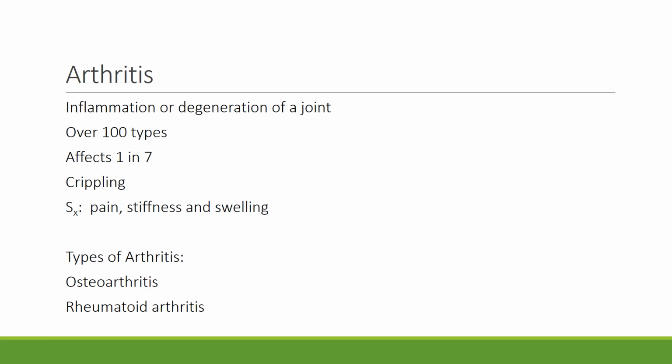Arthro refers to the joint and itis refers to inflammation. So arthritis is inflammation or degeneration of a joint. There are more than 100 types of arthritis, and it affects about 1 in 7 in the United States. Arthritis can be very crippling. Symptoms are pain, stiffness, and swelling. 2 types of arthritis are osteoarthritis and rheumatoid arthritis.